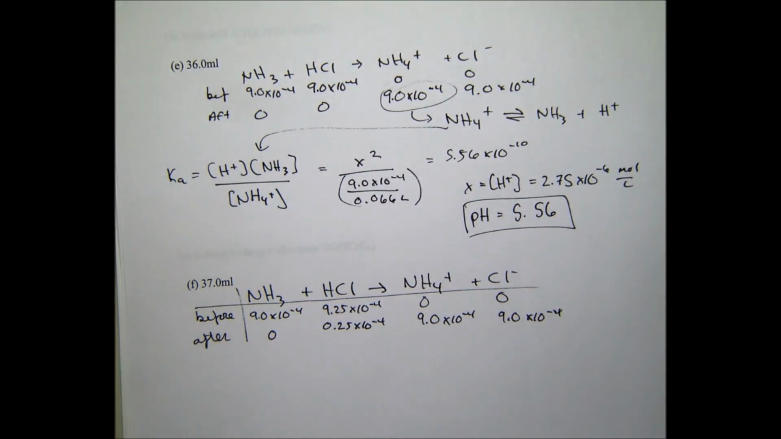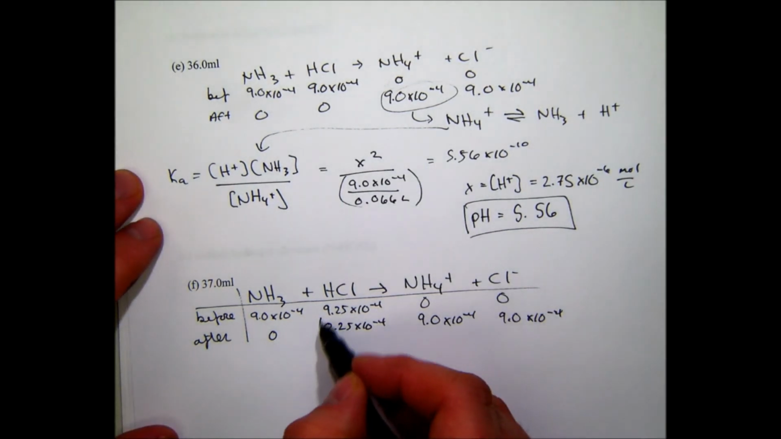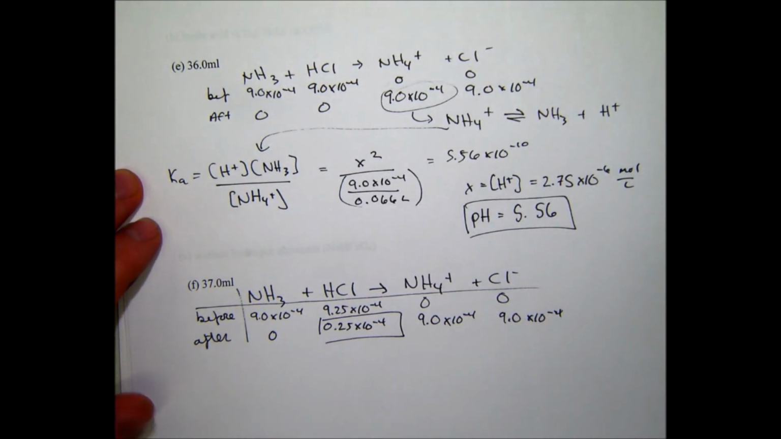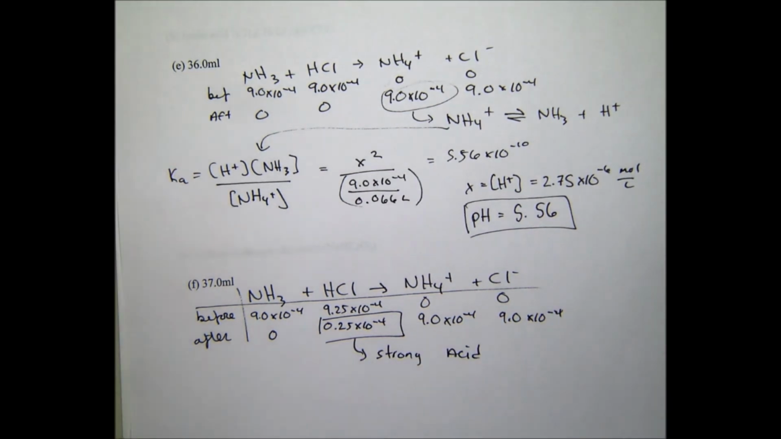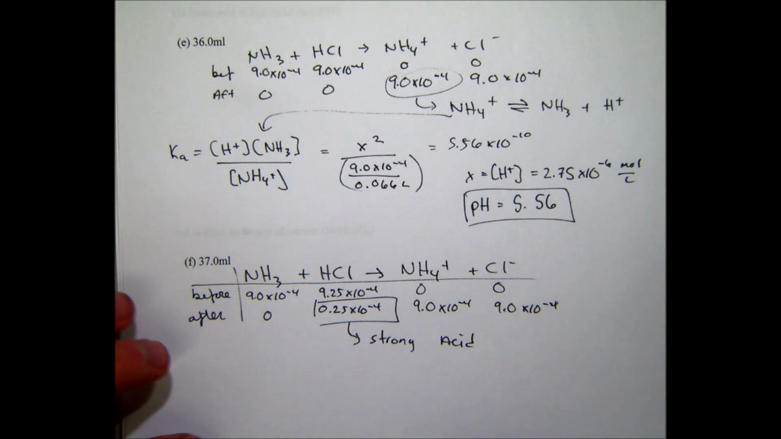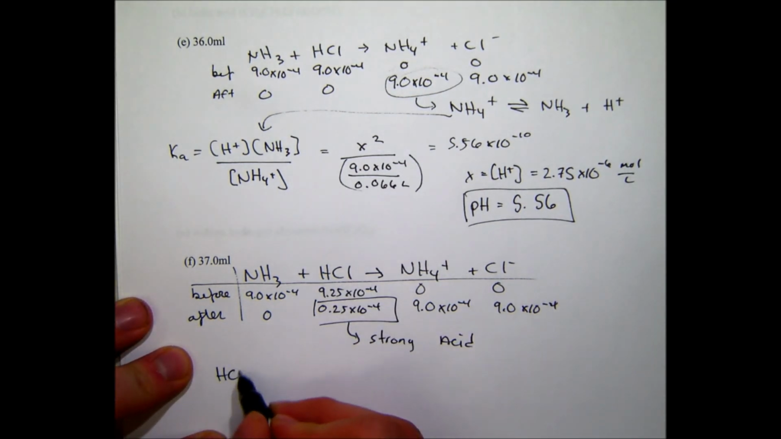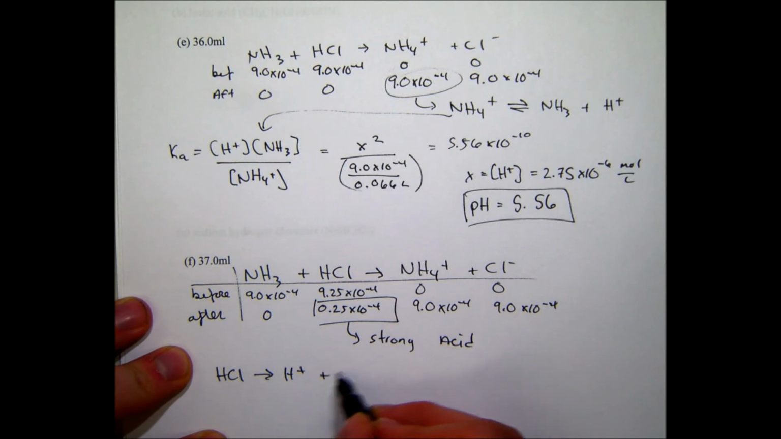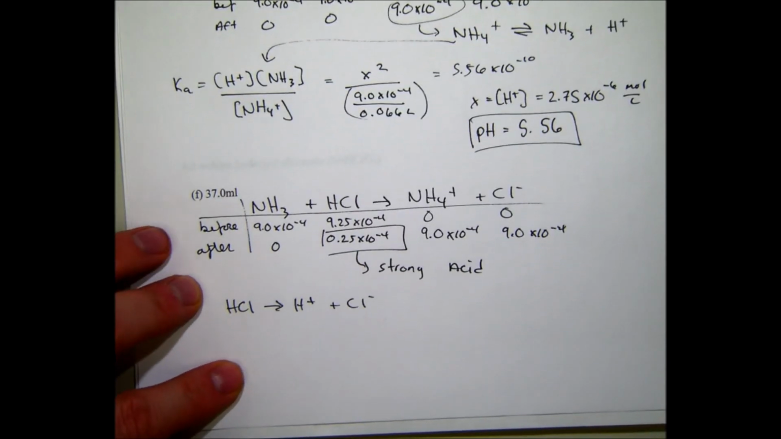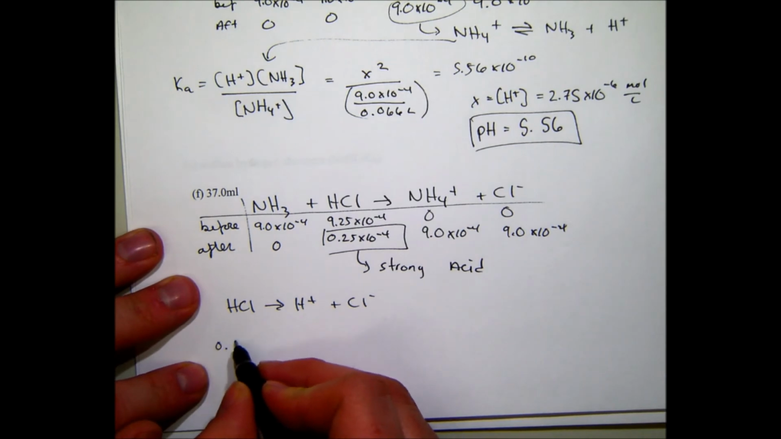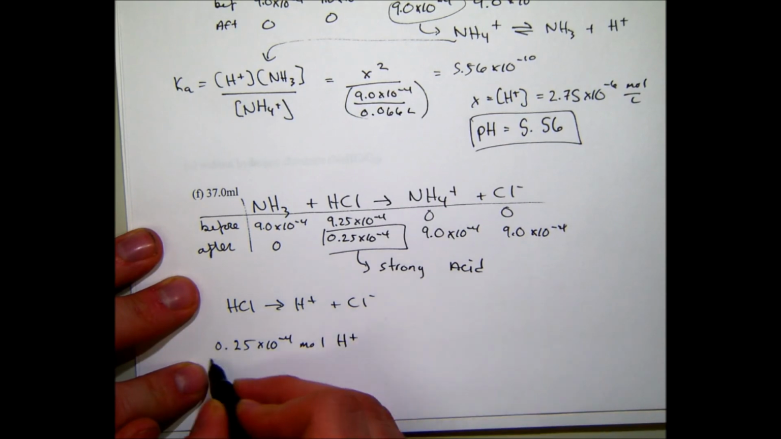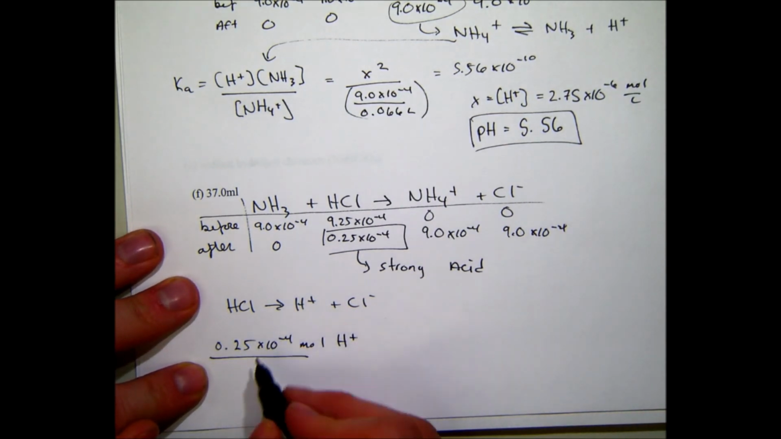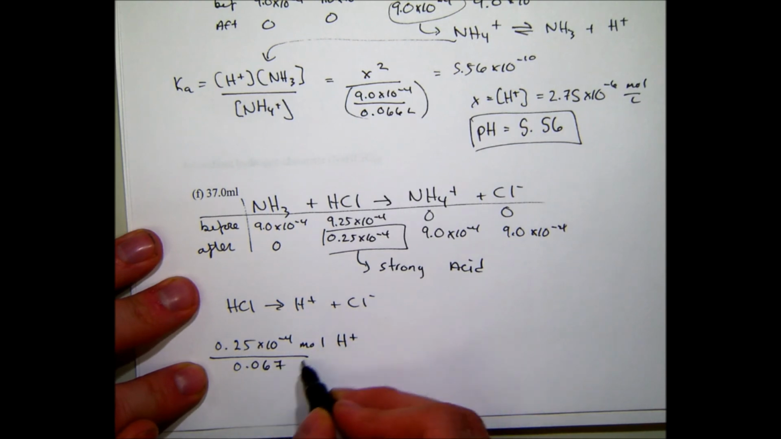So now we're in a situation where we just have HCl present, and that's really where our pH is going to be. This is a strong acid, and we could do the same if it was a strong base titrating a weak acid. That is going to be where our pH is coming from. So since HCl dissociates completely to hydrogen and chloride, we know that we're going to have 0.25 times 10 to the negative 4 moles of H plus, and we know that that's going to be in 0.067 liters.